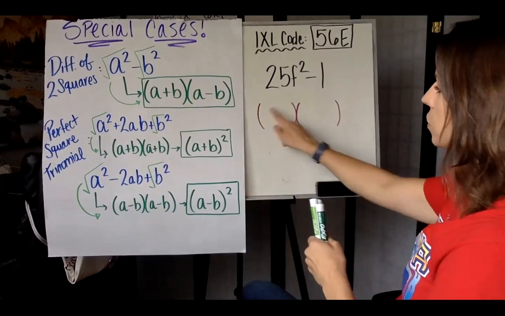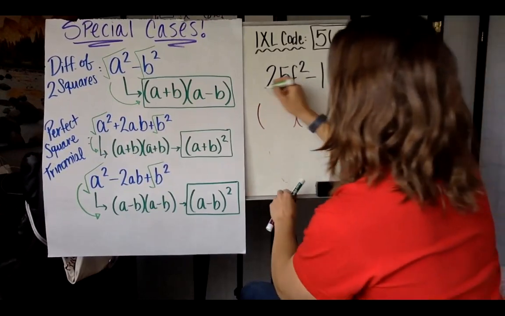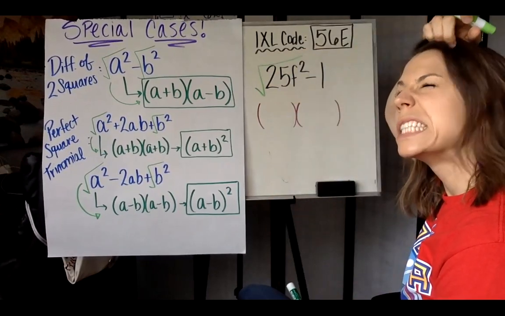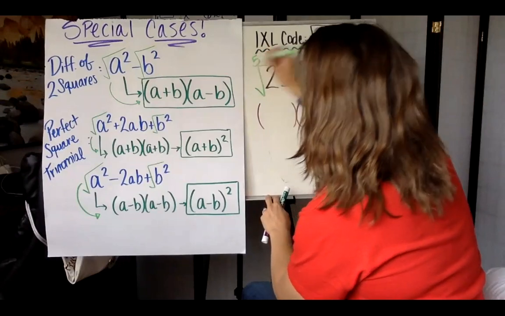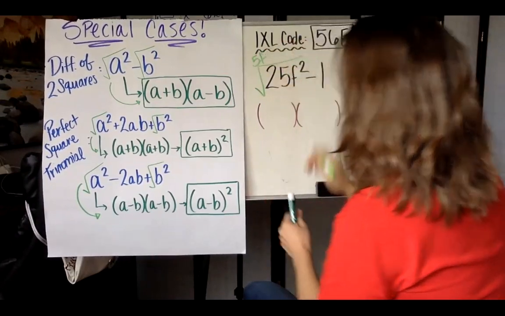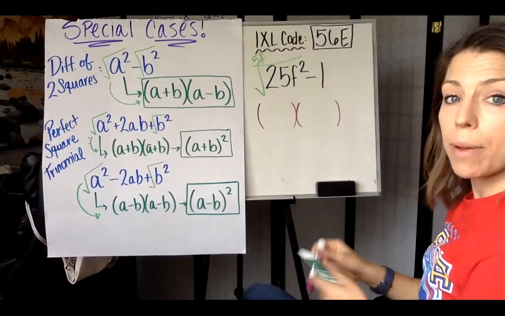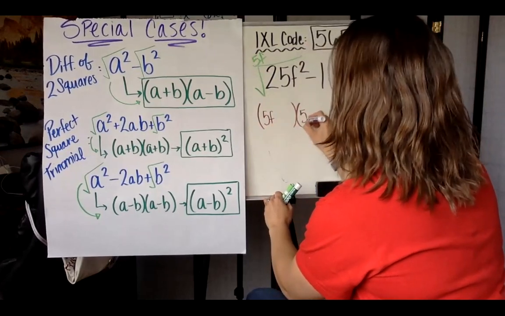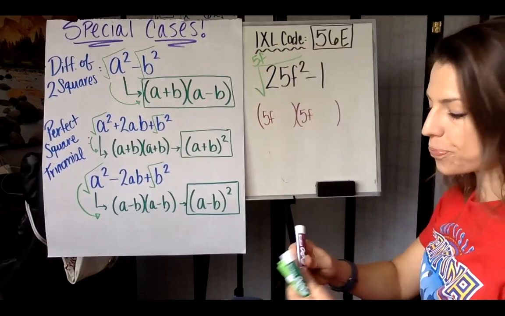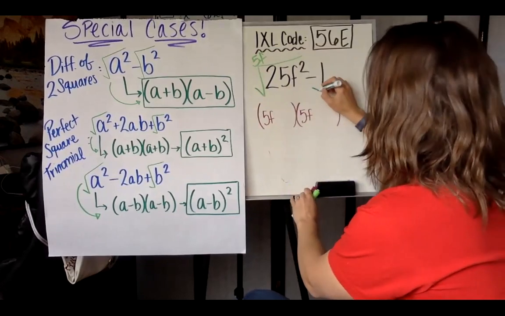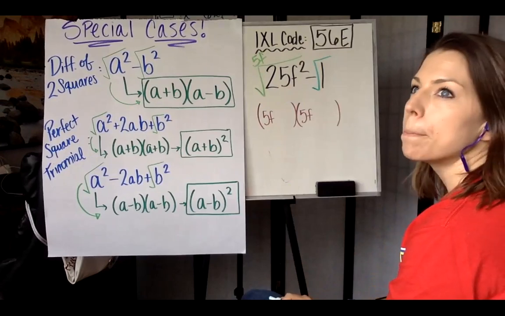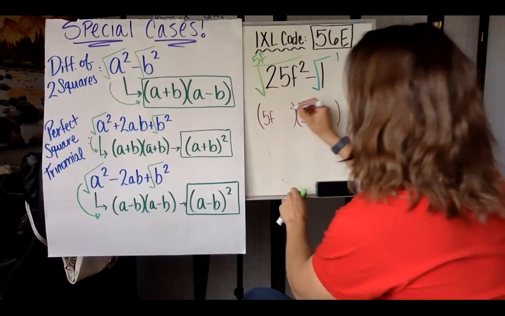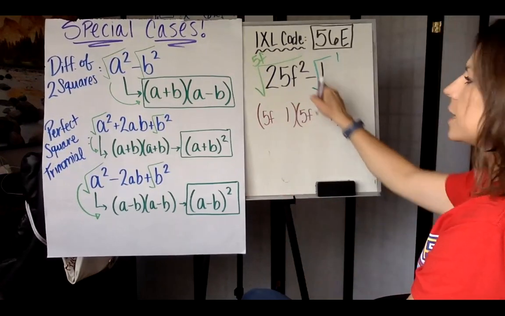The first term in both binomials is going to be the square root of the first term. So what times what is 25? 5. And what times what is f squared? F. Okay, so the first term in both of our binomials is going to be 5f. Why? Because 5f times 5f is 25f squared. Then we take the square root of the second term. What times what is 1? 1 times 1 is 1. So that means my second term is 1.